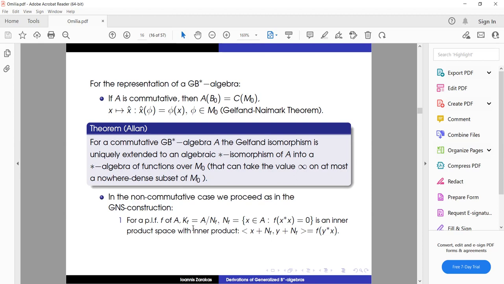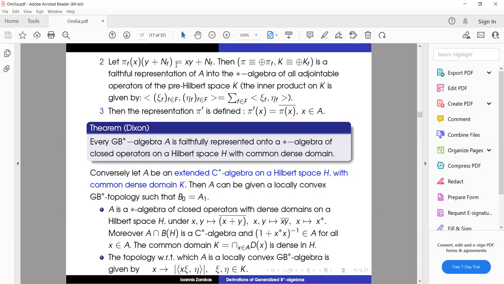The first point here is that we are starting from common ground: a positive linear functional f on alpha, taking the quotient of alpha modulo N_f, where N_f is this set, and taking the inner product coming from the linear functional f, the inner product of the quotient kappa_f. Now we can define an operator pi_f(x) on any such term via the well-known multiplication. And we can gather all the pi_f into the sum, and take kappa to be the direct sum of the kappa_f. I'm recalling that the kappa_f are the quotients of alpha modulo N_f.